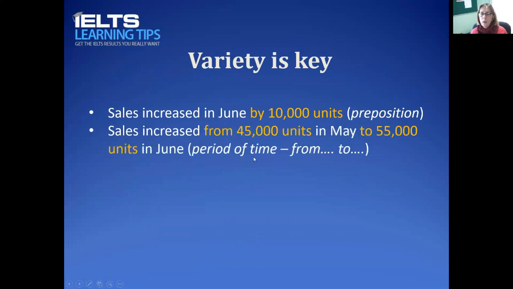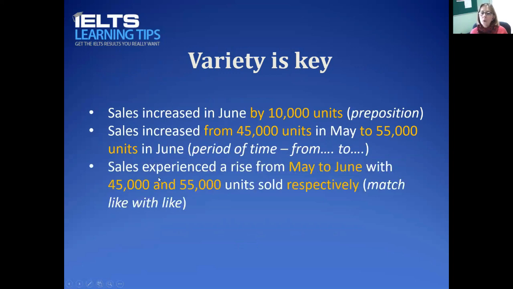So here's another way, by using a period of time. So we've got the same verb here. You might want to change that if you did the same sentence. But sales increased from 45,000 units in May to 55,000 units in June. So here, from to.